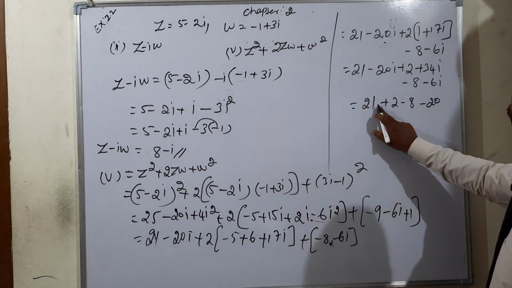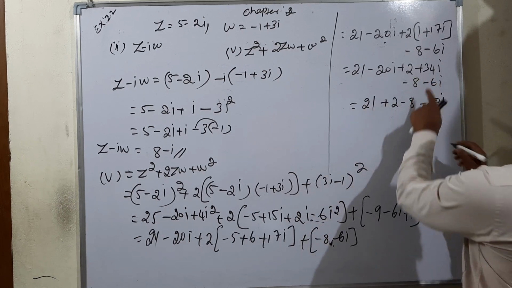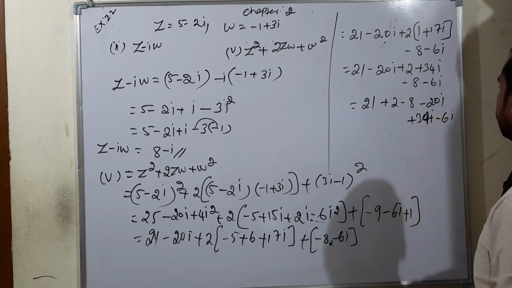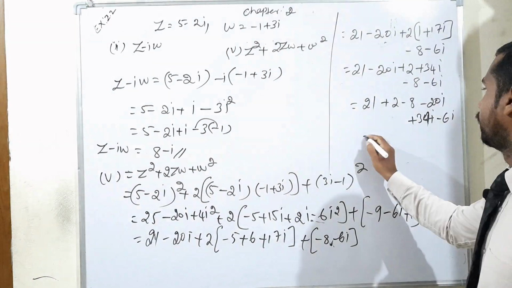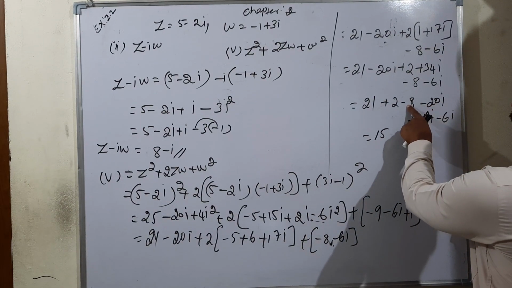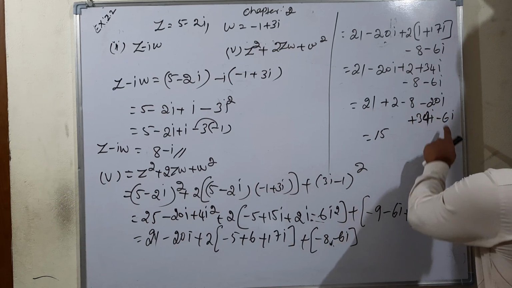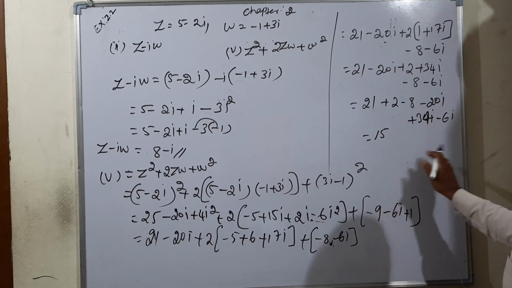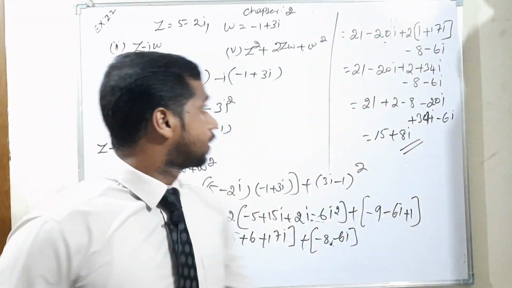Now check it there. 21 plus 2 minus 8, then minus 20i, then plus 34i, then minus 6i, isn't it? Again 21 plus 2, 23. So 23 minus 8 means 15. So real term 15. Then minus 20, this is over, no? Then here minus 20 minus 6 means minus 26. So minus 26 plus 34 means definitely positive 8i. So answer will be 15 plus 8i will come. Okay, this is the answer for subdivision 5.